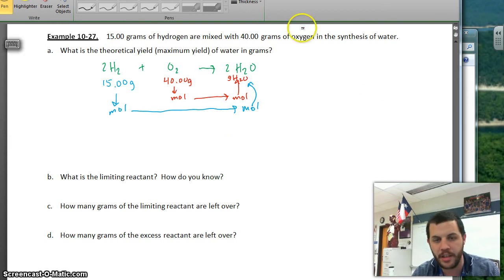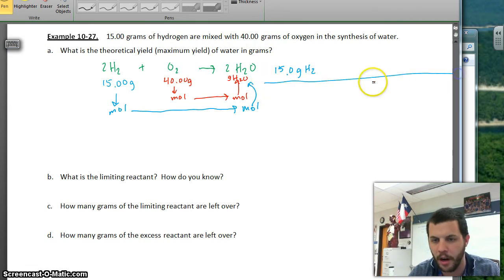So I need to do 2 T-charts. Let's go ahead and do both. I'm going to do 15 grams of hydrogen, and then we're going to go from grams of hydrogen to moles of hydrogen to moles of H2O, and moles of H2O to grams of H2O. Bring down everything else: grams, moles, moles.